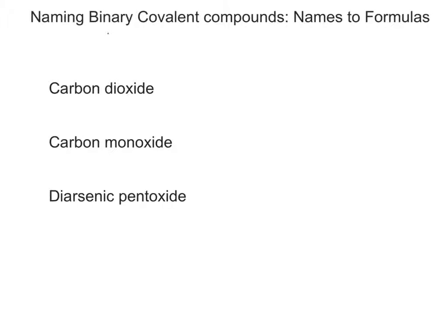The names also give us clues as to how many of each type of atom are present in their chemical formula. Carbon dioxide may more commonly be known as CO2. Carbon monoxide is CO, and diarsenic pentoxide is going to be As2O5. The prefixes written before names, such as di, mono, di, and pent, all tell us the number of atoms that are associated with that particular element.